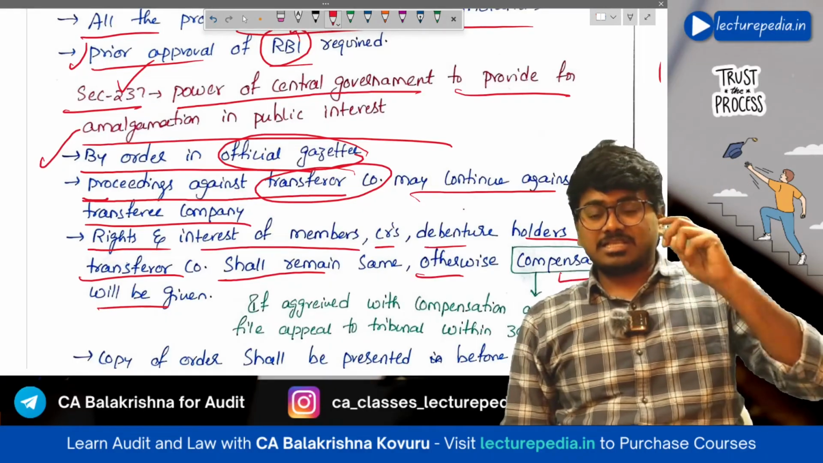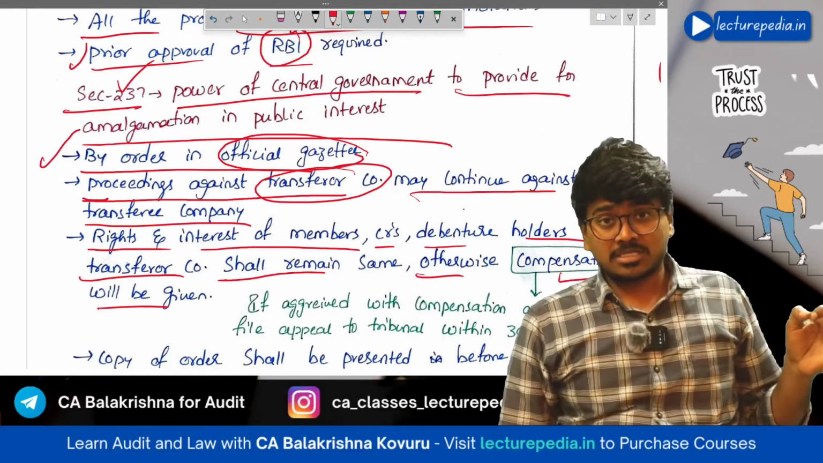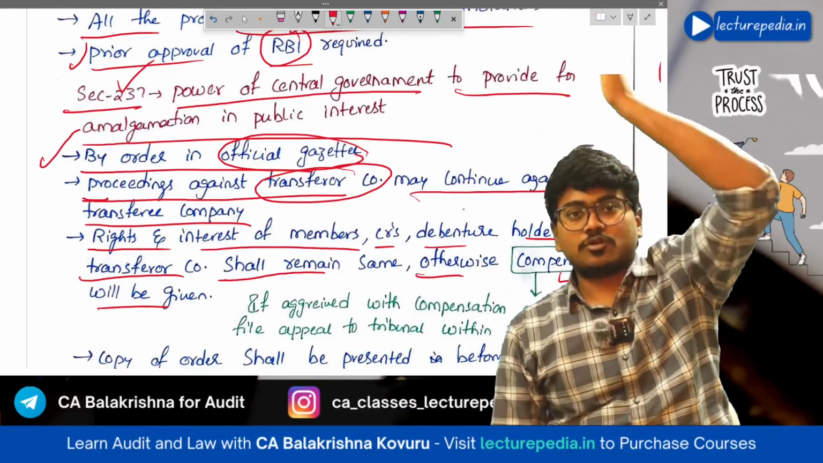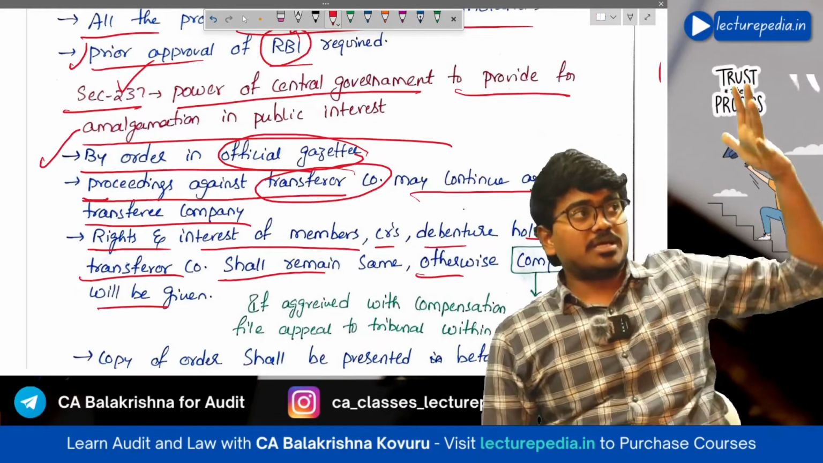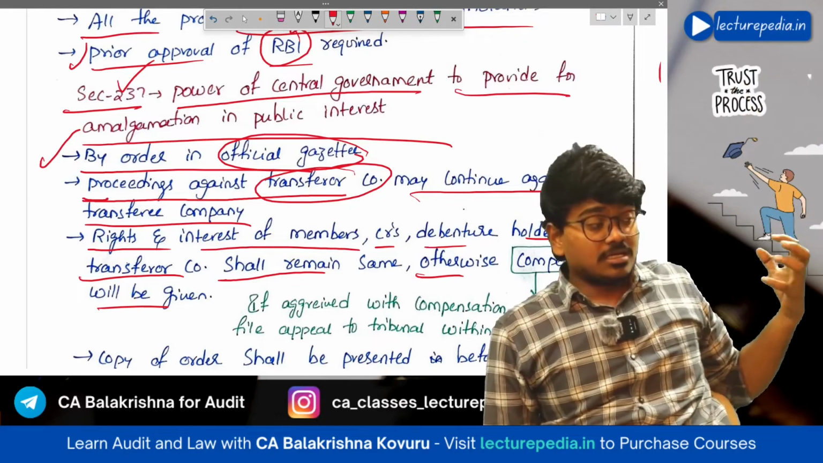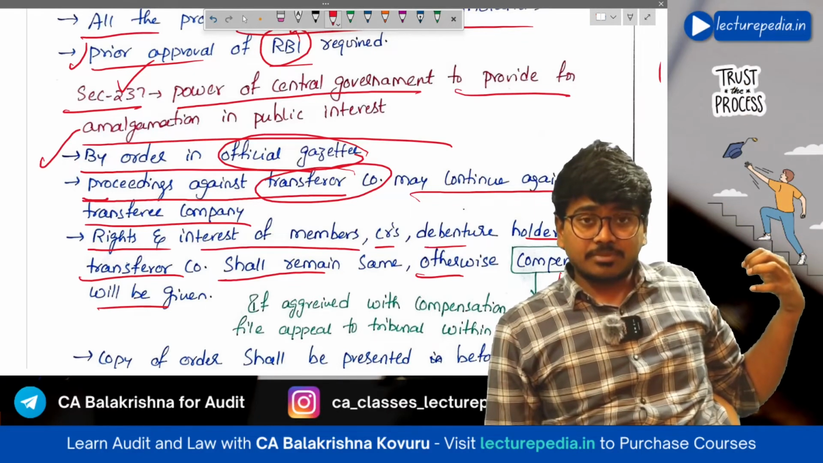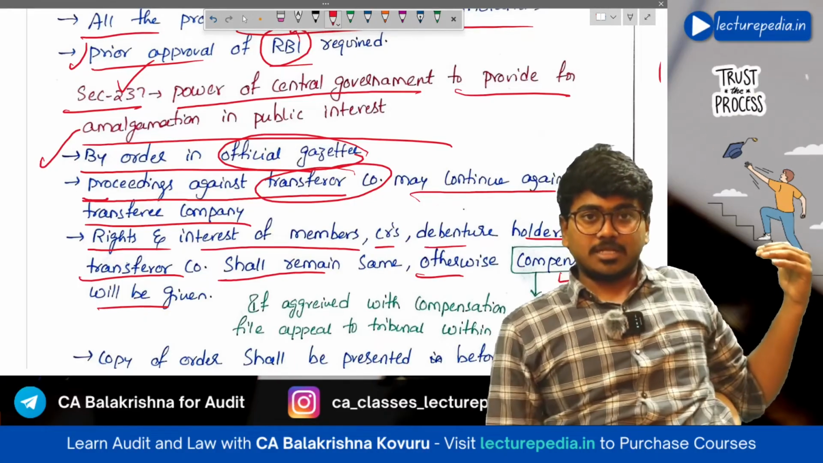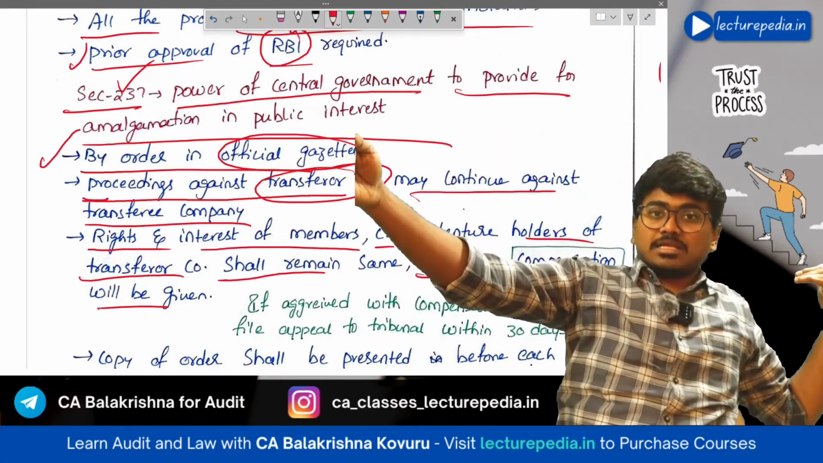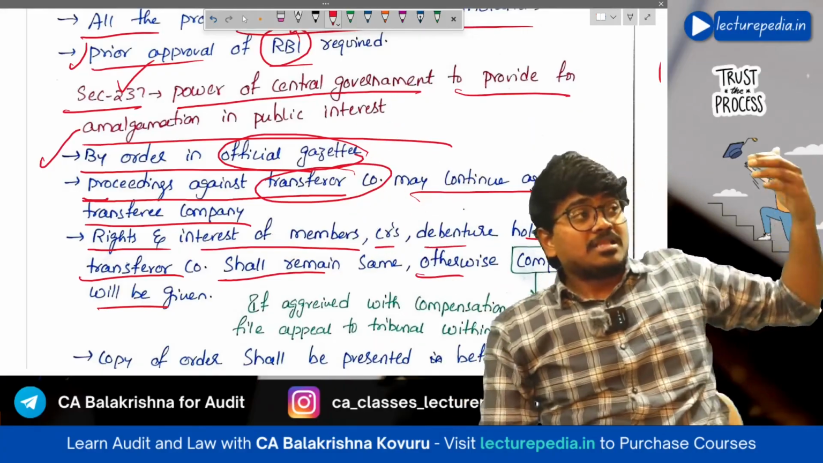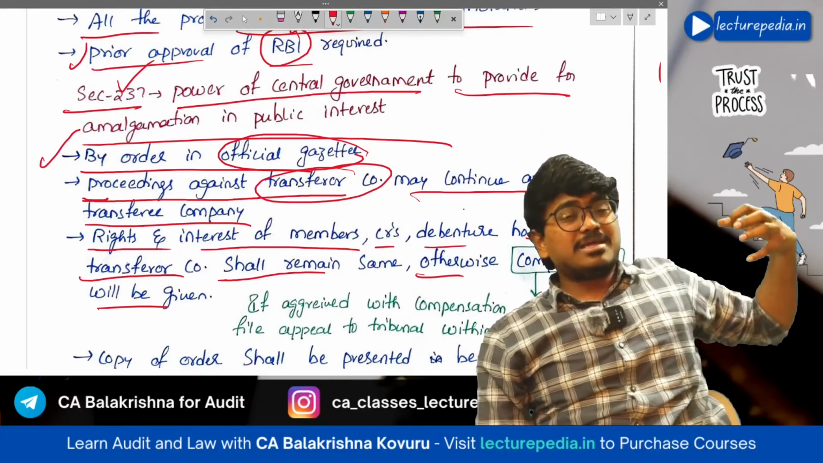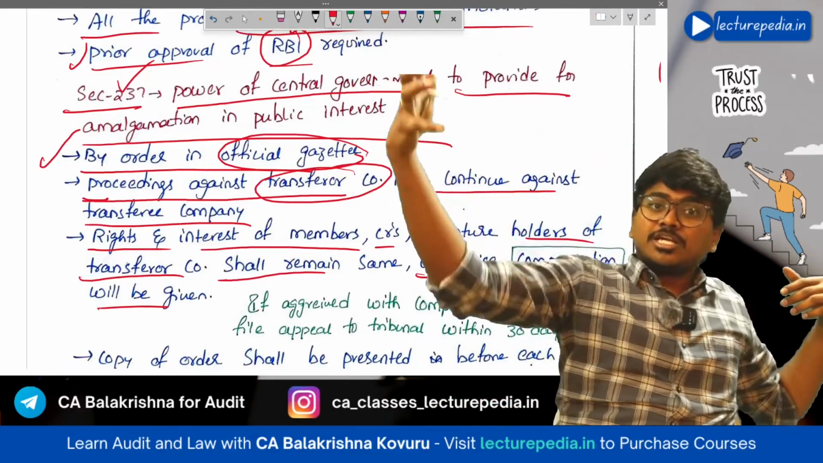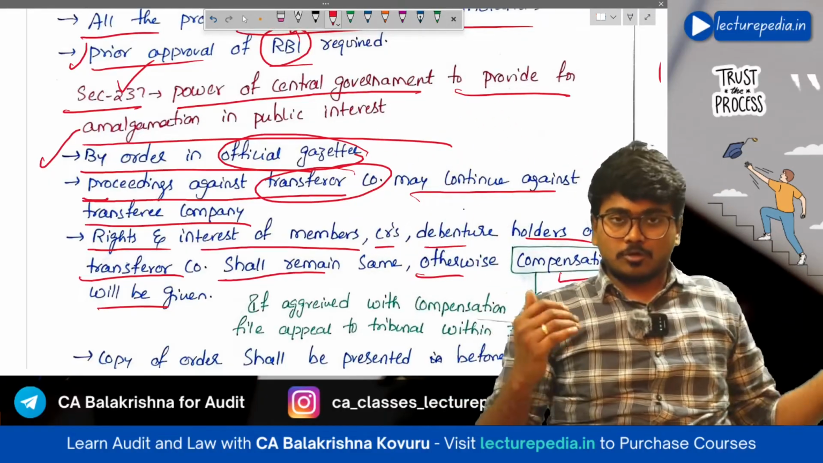Whatever rights the members and the creditors have in the transferor company. Let's say Satyam is a transferor company. If Satyam has to pay some 100 crore to the creditor, here the creditors of Satyam company have the right to receive 100 crore from Satyam company. Satyam company is merging with some other company. In this situation, the creditors of Satyam company will have the same right to receive that 100 crores from this new transferee company. Hope this is clear.